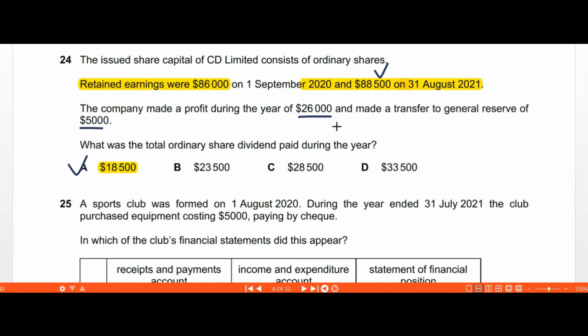I'll just try to show the working over here again. So 86,000 is, so let me just show you the working over here.